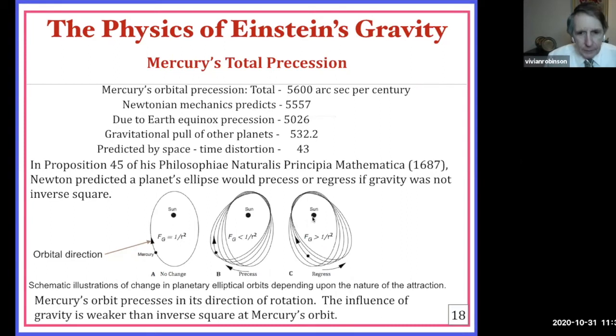But if gravity is stronger than inverse square, then the sun pulls the planet in a little closer. It will have less distance to travel to get back to perihelion position, and its orbit will regress, in the opposite direction to the direction of travel. Now, that was predicted by Newton in his Proposition 45, Volume 1 of his Principia, which was first published in 1687. Basically, the last time I checked, Mercury's perihelion was precessing in its direction of travel.